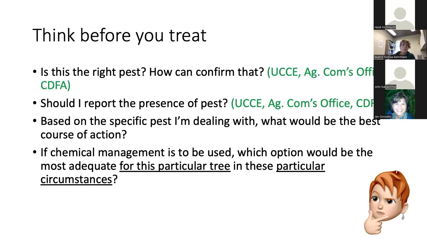And then depending on what pest you're working on, you can decide what's the best course of action. And if you're going to use chemical management, you have to think about what's the most adequate for that particular tree in those particular circumstances. Again, if it's close to water or not, if the tree is healthy or not, where the tree is, and so on.